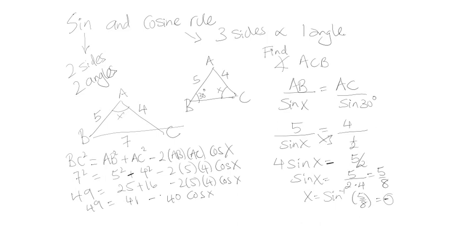So here you're going to get 49 minus 41, so that's 8 equal to minus 40 cos x. Then cos x will be 8 divided by minus 40. And then x would be cos inverse of 8 over minus 40. And that, once again, would give you the answer to the question.